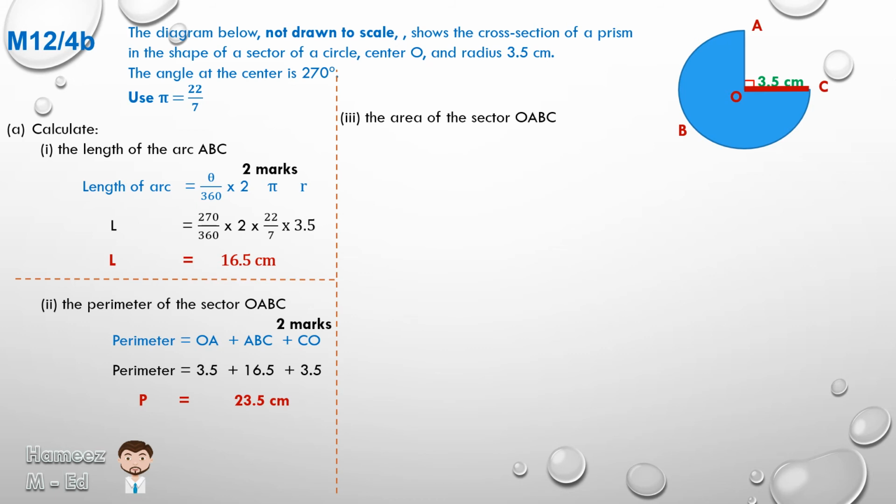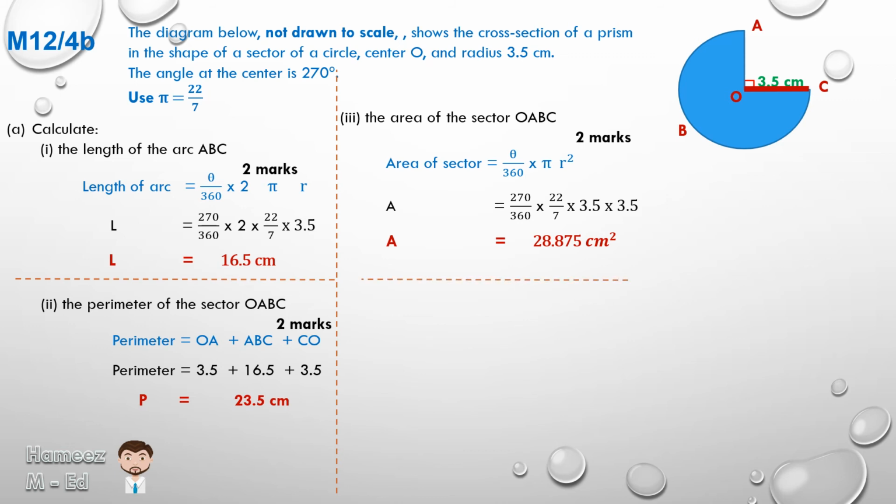Part 3. Calculate the area of the sector OABC. And we can look at our formula sheet. The area of the sector is given as theta over 360 multiplied by pi r squared. And what's theta? Theta is 270 degrees over 360 multiplied by pi. They gave us that as 22 over 7 times r, 3.5 times r, 3.5. And we can use our calculators and work this out, and this will give us 28.875 cm squared. In this question, they didn't tell us whether to round it off to 2 decimal places or not. So we can leave as is.